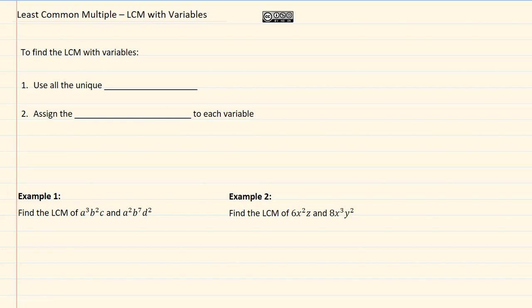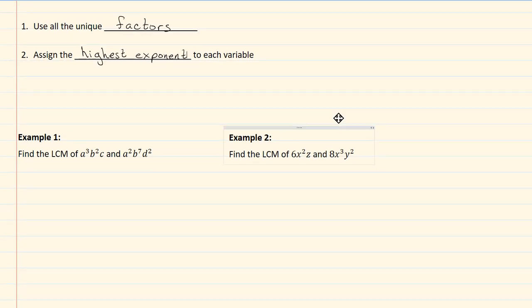Least common multiple, LCM with variables. To find the LCM with variables, we're going to use all the unique factors, and we're going to assign the highest exponent to each variable. So let's take a look at our examples.